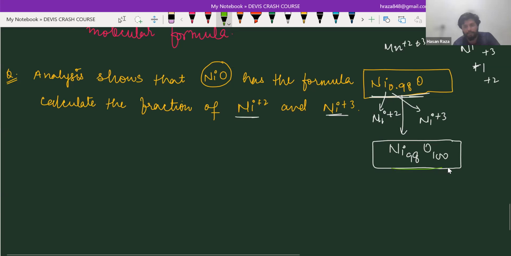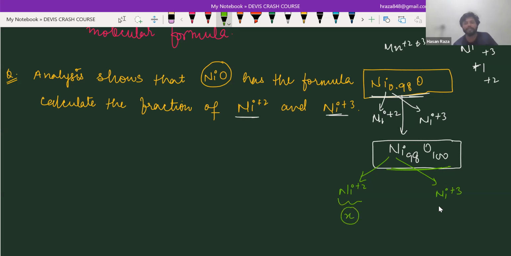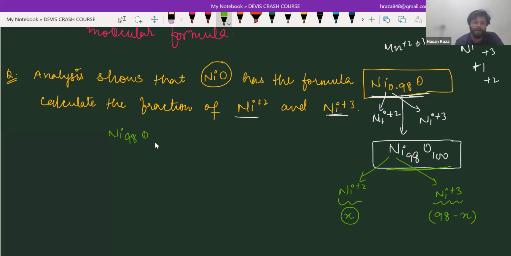In this compound, the total number of nickel is 98, and nickel has two forms: Ni+2 as well as Ni+3. I take the number of Ni existing as Ni+2 as X. So what will be the number of Ni+3? Can I write it as 98 minus X? Yes. So it's very simple. Now this is Ni98O100.